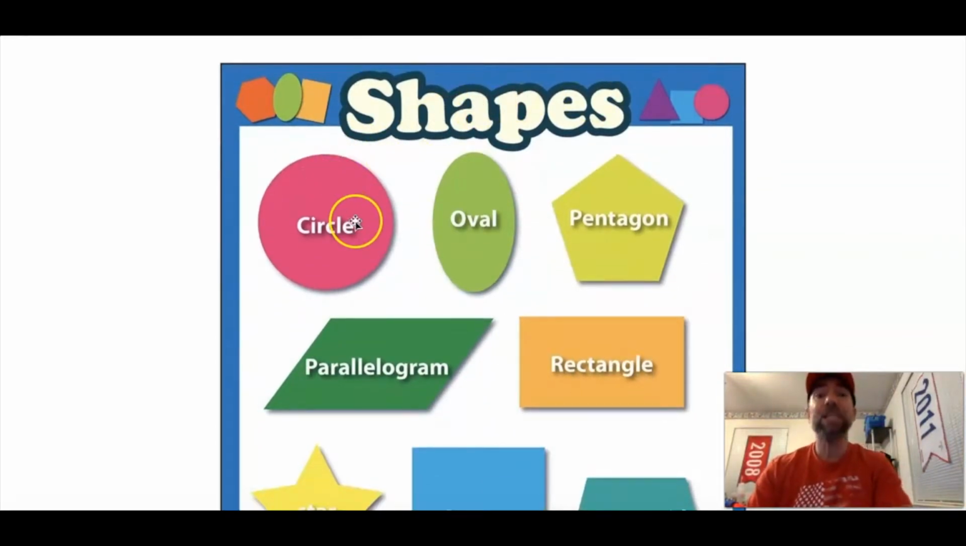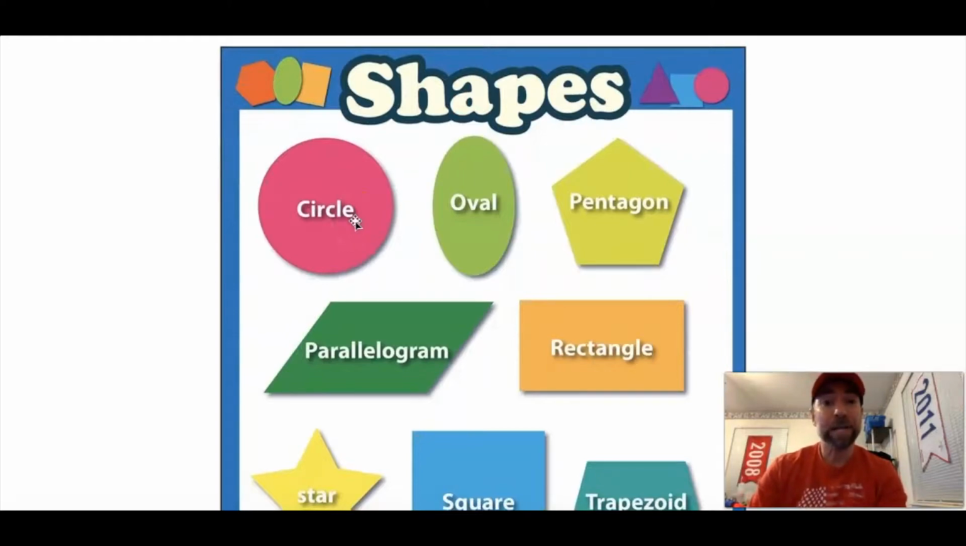The following shapes are pictured here. We have the ever popular circle, and then the oval is like a squished circle. Remember that these are not polygons. Why are they not polygons? Polygons must have straight sides, and the circle and the oval do not have straight sides.